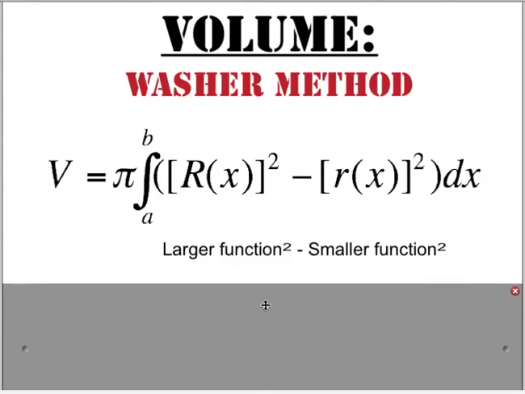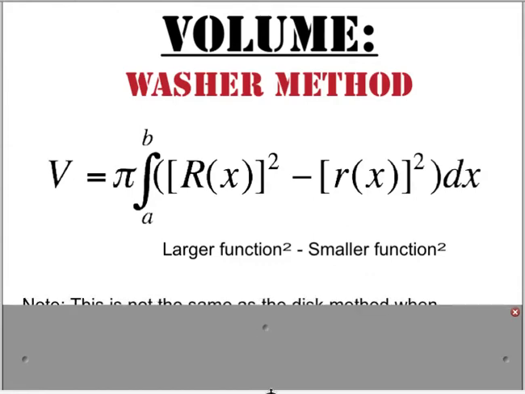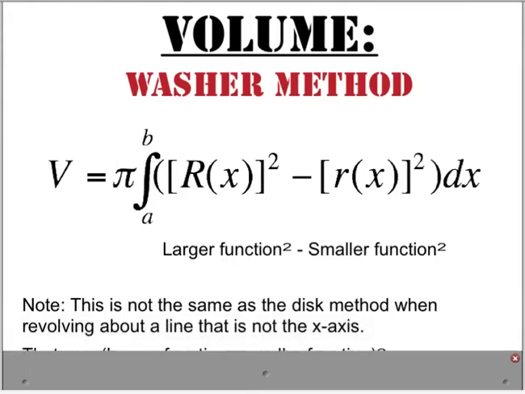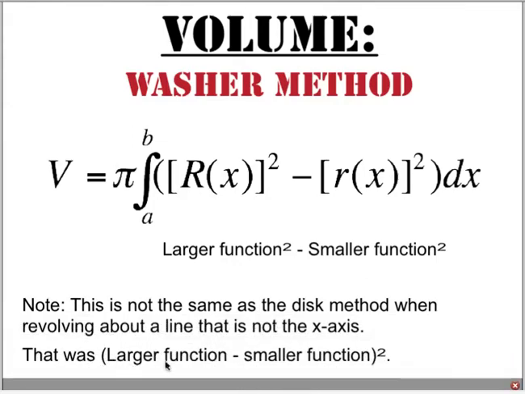Now one thing I want to point out is the difference between this and our disk method when we were revolving around an axis that wasn't the x-axis. The difference, in that very last example before we did horizontal slicing, is that we did the larger function minus the smaller function and then we squared it. Whereas with washer method, because we have that gap, we're going to square each one of the radii first and then find the difference. So just make sure you know the difference between washer method and disk method when we're revolving around an axis that's not the x-axis.